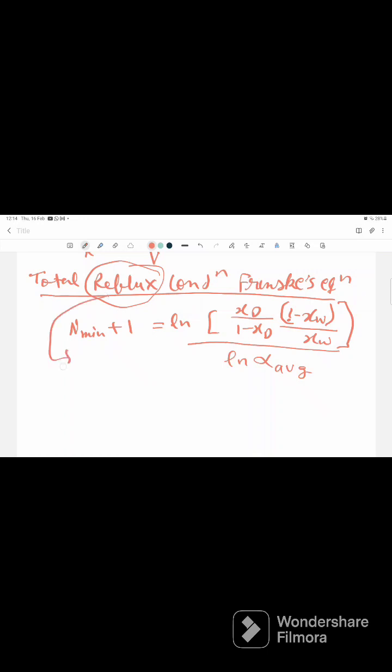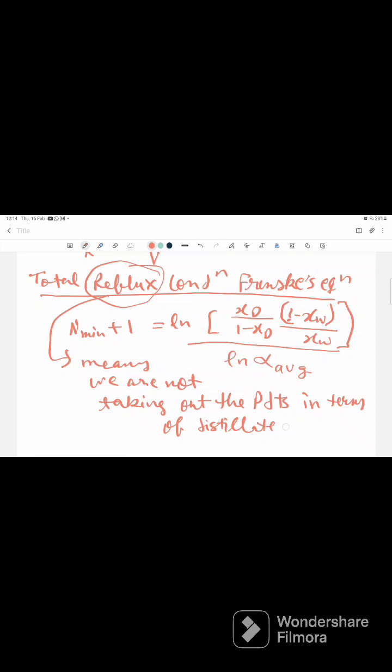Total reflux condition means we are not taking out the products in terms of distillate and residue.